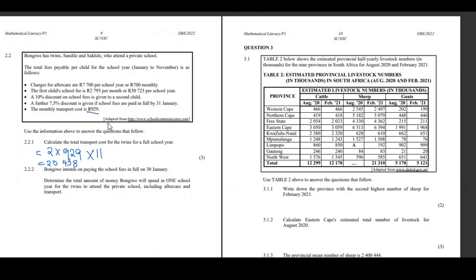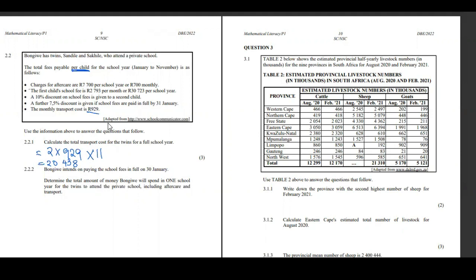But here they say the total fees payable per child. You understand? So this is per child. These other two conditions apply if you have more than one child. But here, everything is per child. So this is how much the person will pay for the twins. The total transport for the twins: each child, there are two, multiplied by 11, because their school year is from January to November. So those are 11 months. All right, let's continue.